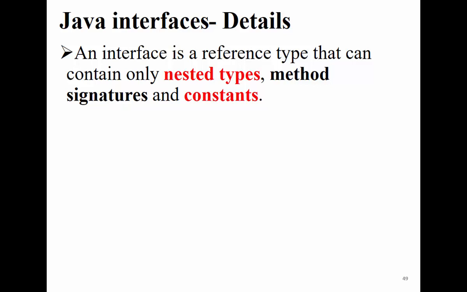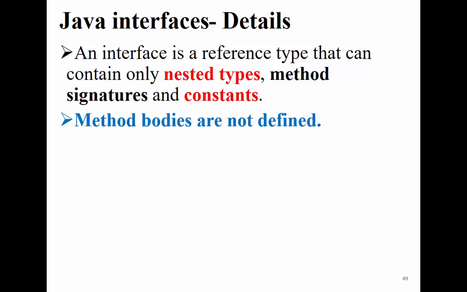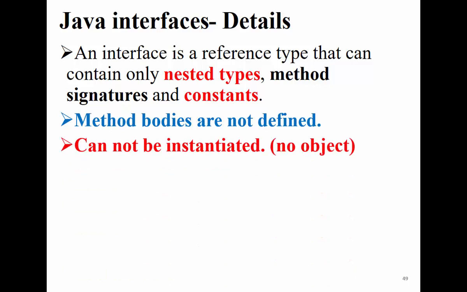It contains some nested types, method signatures, and some constants. A method body is not defined inside the interface. There's no definition. Like toBound, I just give you the header. I didn't define the body of it. Now, you cannot instantiate from the interface. You cannot create an object. That's why I told you it's a reference type. You can use it on the reference side. You cannot use it on the object side, on the right side. You cannot use it with a new. You cannot create a new object from an interface.